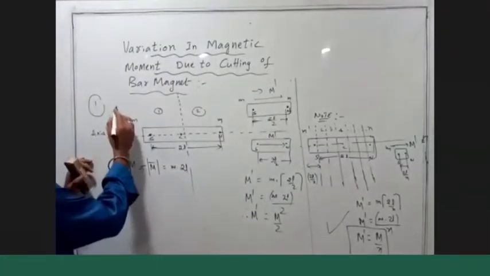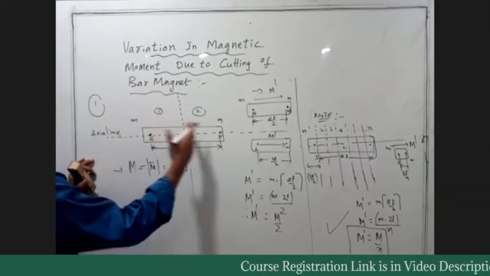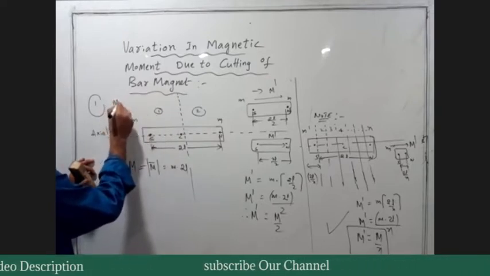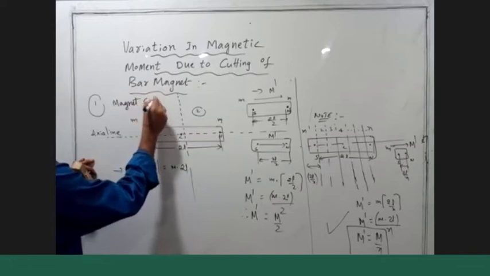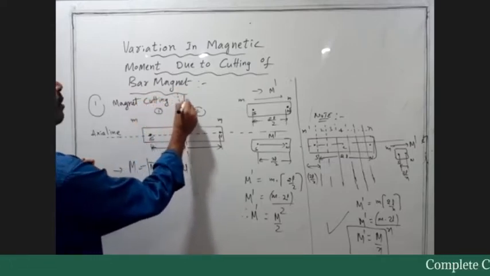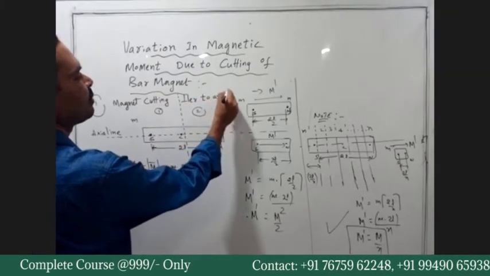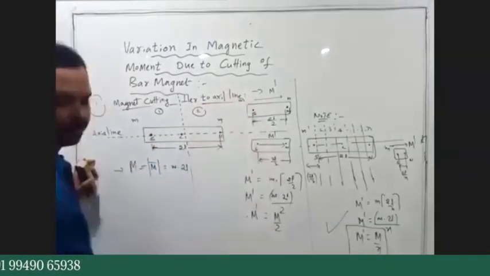So this is case one. The magnet is cut perpendicular to the axial line. This is the first case I have considered.